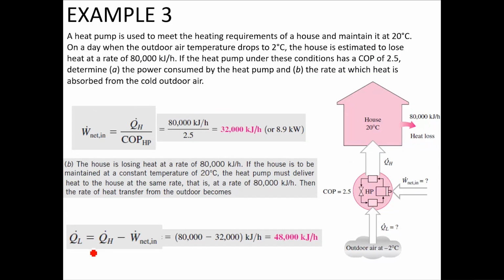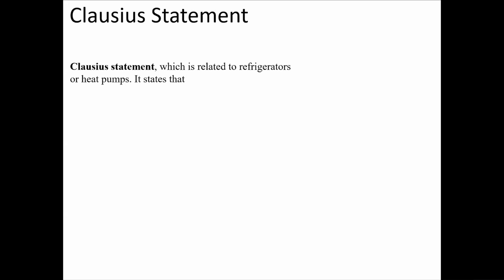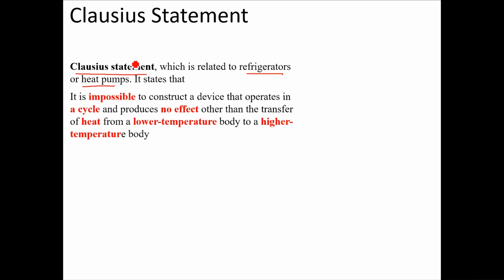All right. So now we'll have a look at the Clausius statement. Kelvin-Planck's statement was the statement about the second law, which essentially deals with the heat engines. Another statement which deals with the refrigerators and heat pumps is the Clausius statement. And it states that it is impossible to construct a device that operates in a cycle and produces no effect other than the transfer of heat from low temperature to high temperature.